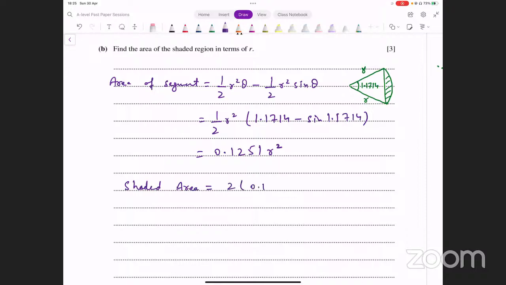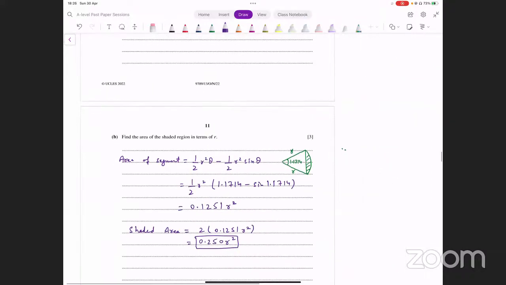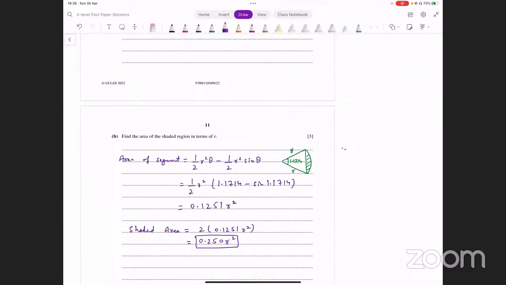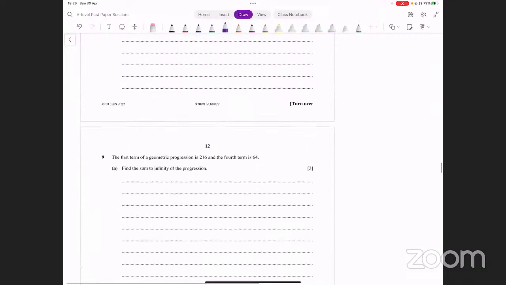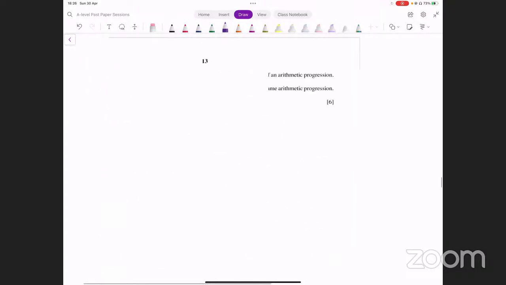2 into 0.1251 r squared, and that turns out to be 0.2501. 0 तक लिखते हैं या आगे लिखते हैं, आपकी मर्जी है, लेकिन एटलीस्ट 0 तक आपको लिखना है. 0.250 r squared. That is the final result that we get from this. This is the shaded area. Okay, let's move on. Question number 9. How many questions do we have in total?